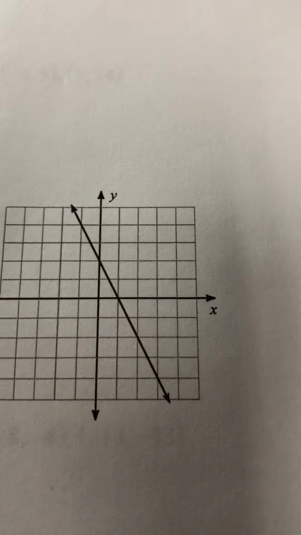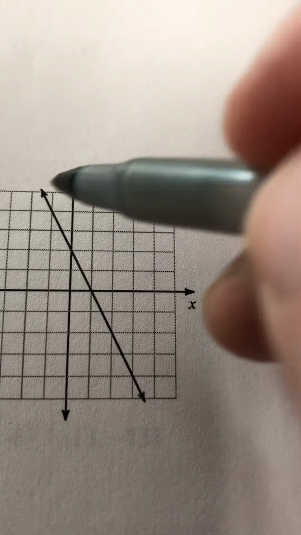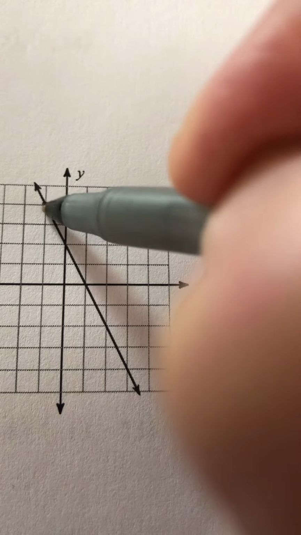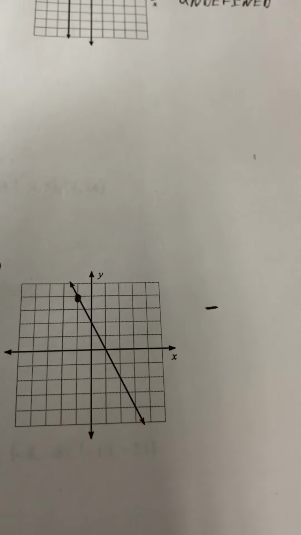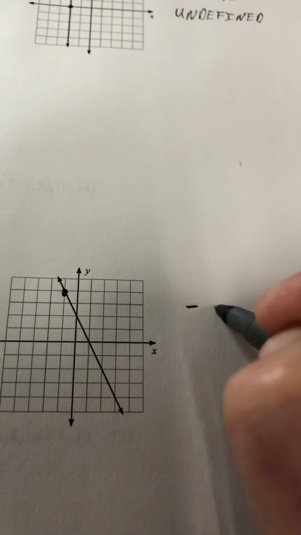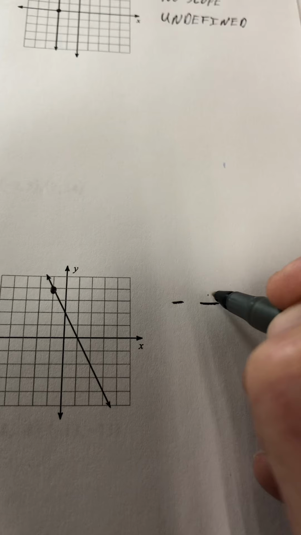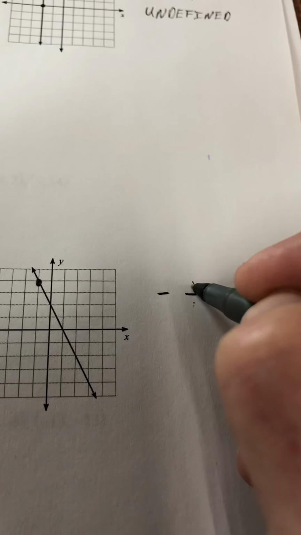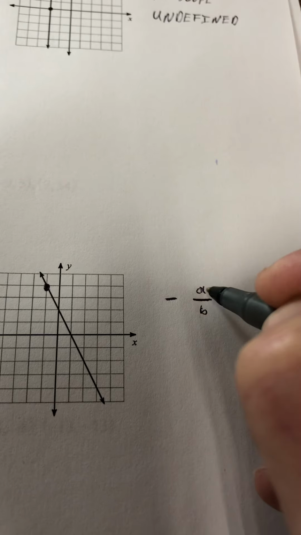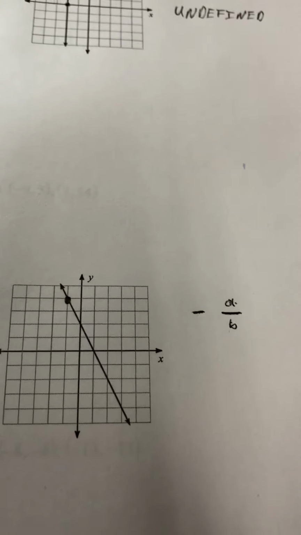And then this one, let's pick out a couple points here. It looks like this is a good point. By the way, the difference between this one and 1 and 3 is that this one's going down, so you're going to have a negative slope. So you're going to have to put a negative in front of whatever numbers you put here and here, your rise over your run.